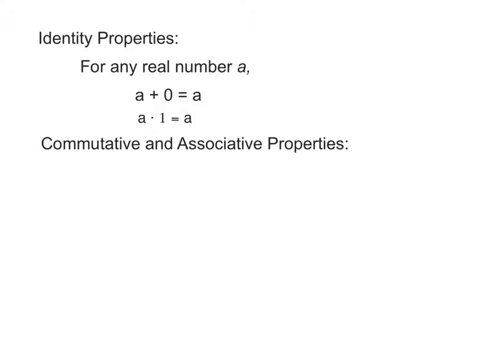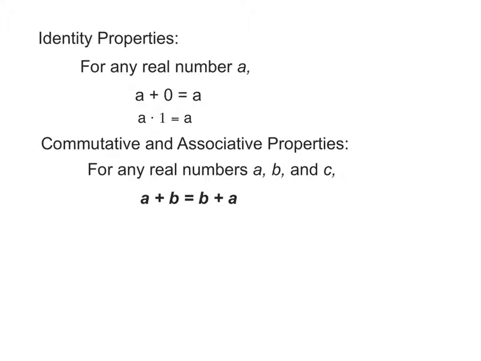Next, we have the commutative and associative properties. First we will talk about the commutative properties. For any real numbers a, b, and c, a + b is equal to b + a. This is the commutative property of addition. So a + b equals b + a. The order does not matter. Similarly for multiplication, a times b is equal to b times a. So these are the commutative properties of addition and multiplication.